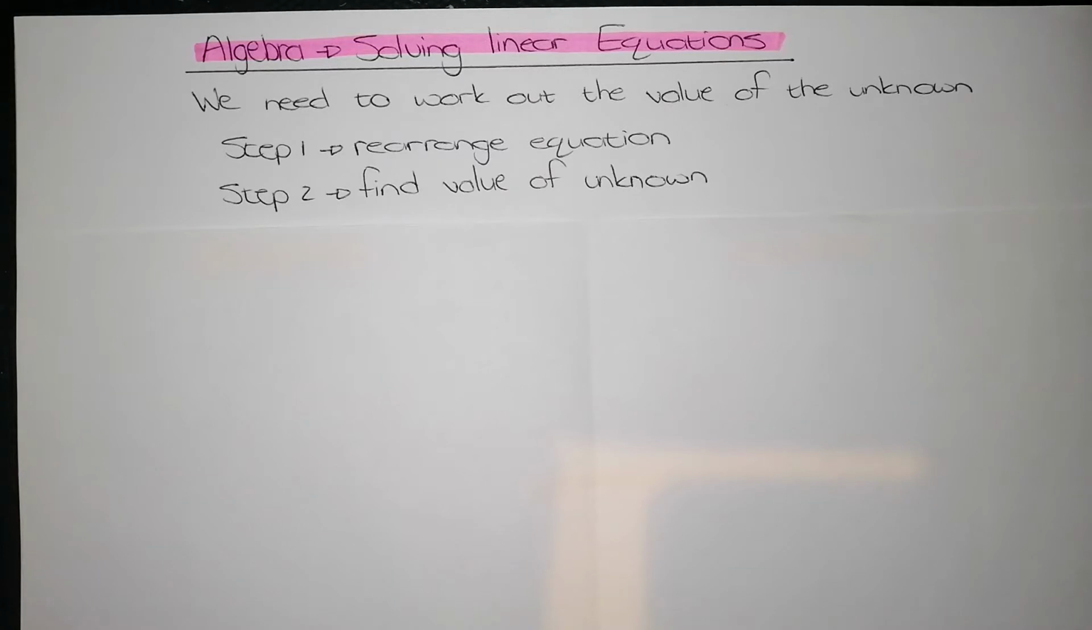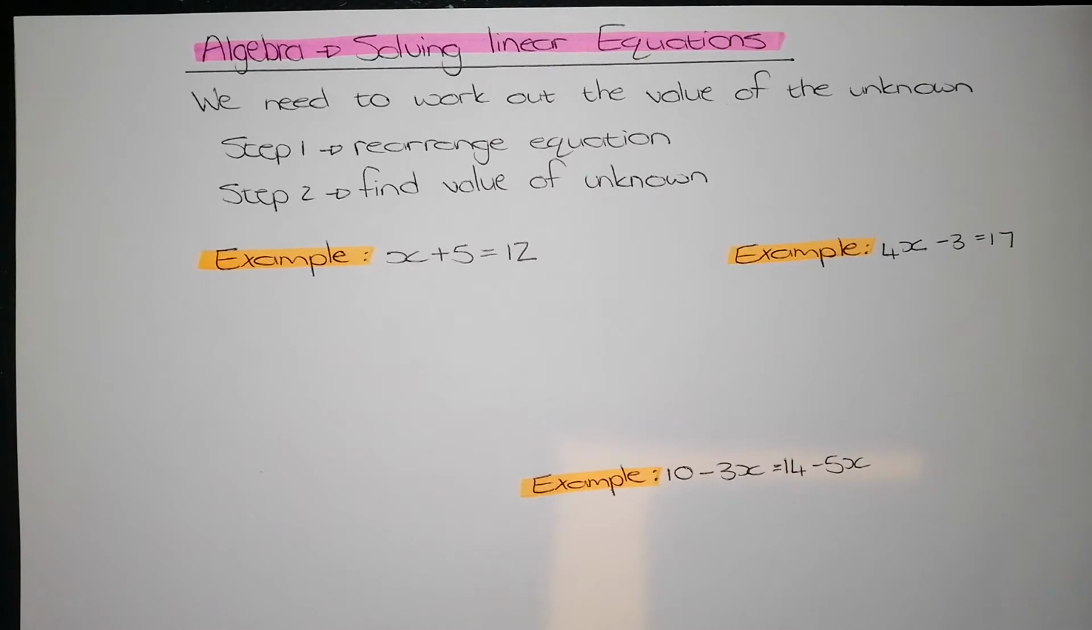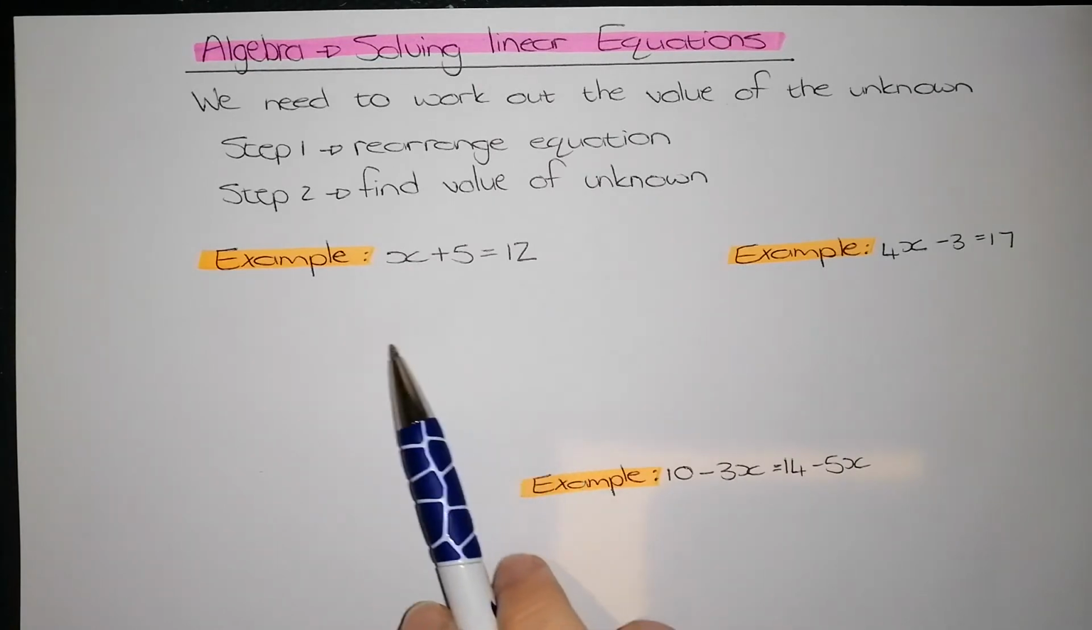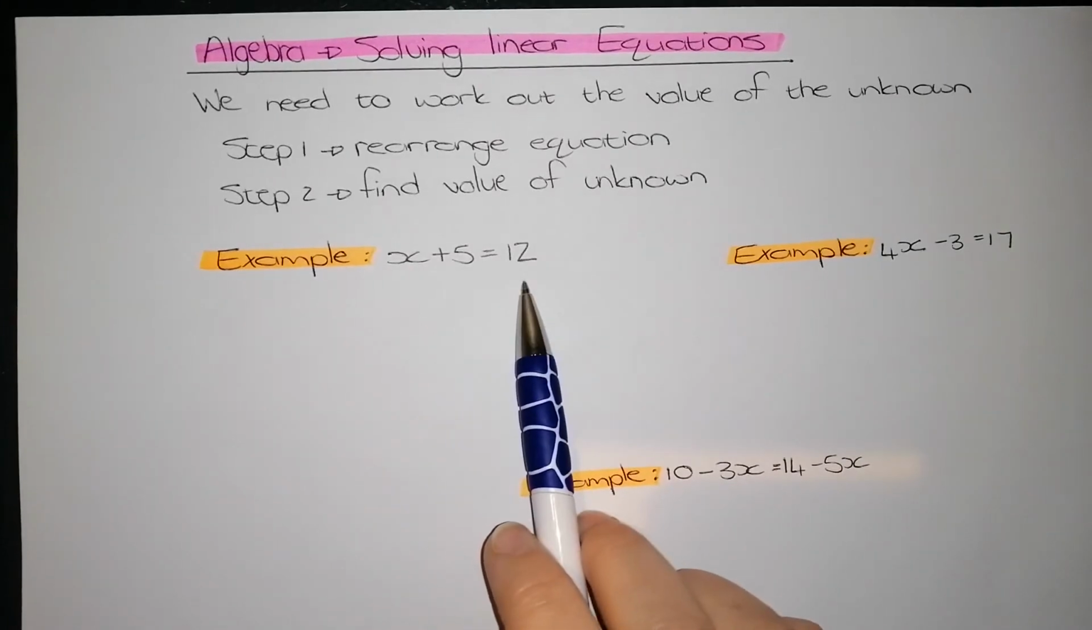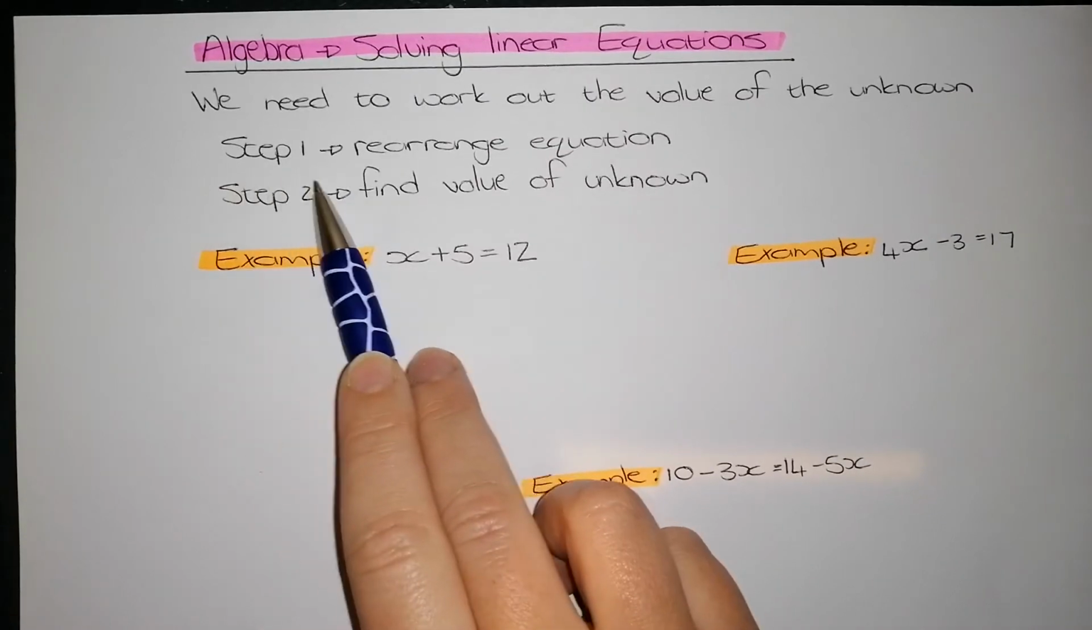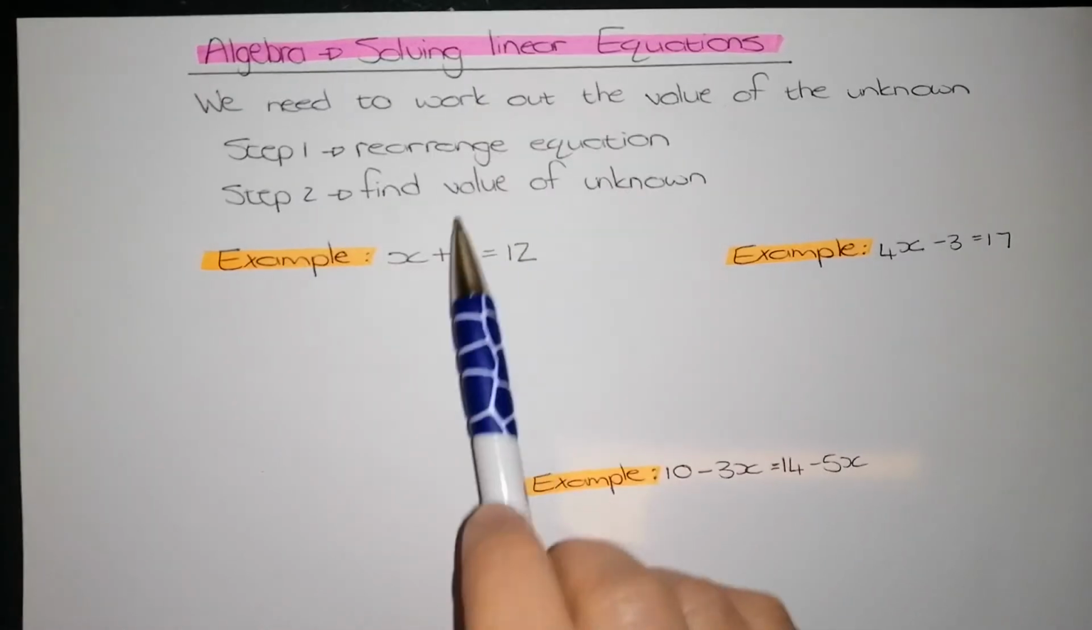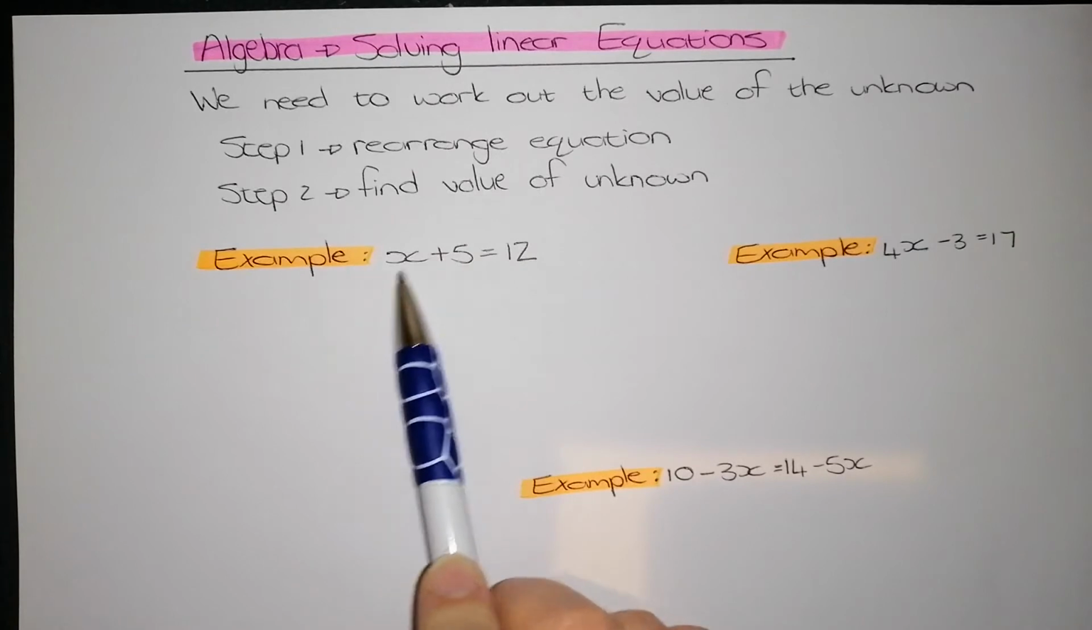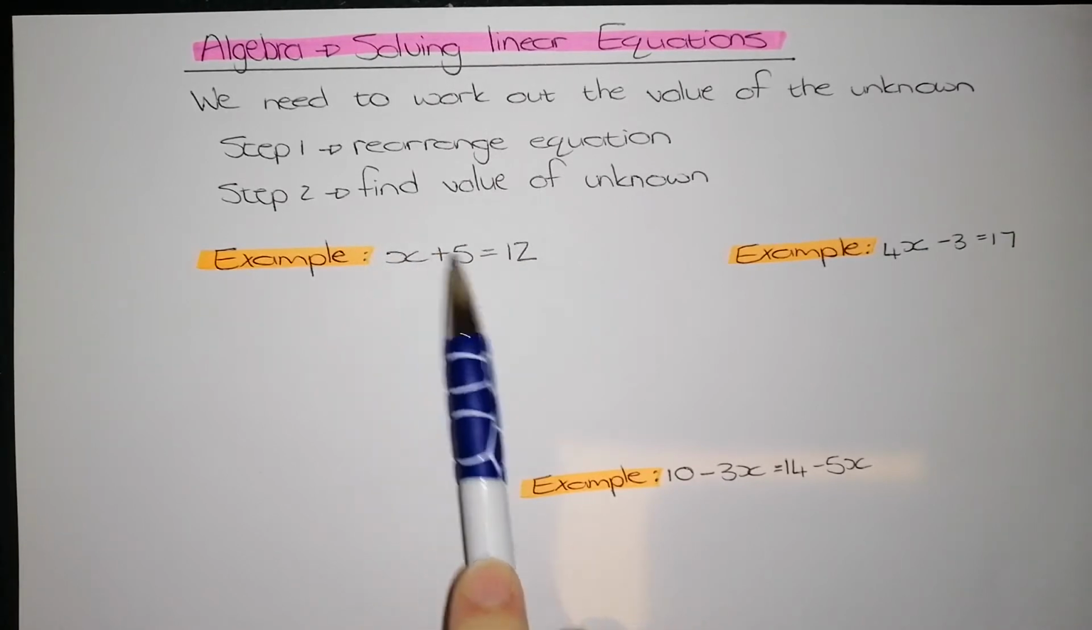And then step two is we need to find the unknown. So let's look at some examples. The first one we're going to do is x plus 5 is equal to 12. Step one is rearrange the equation. As you can see, we've got more than just the unknown on the left-hand side.